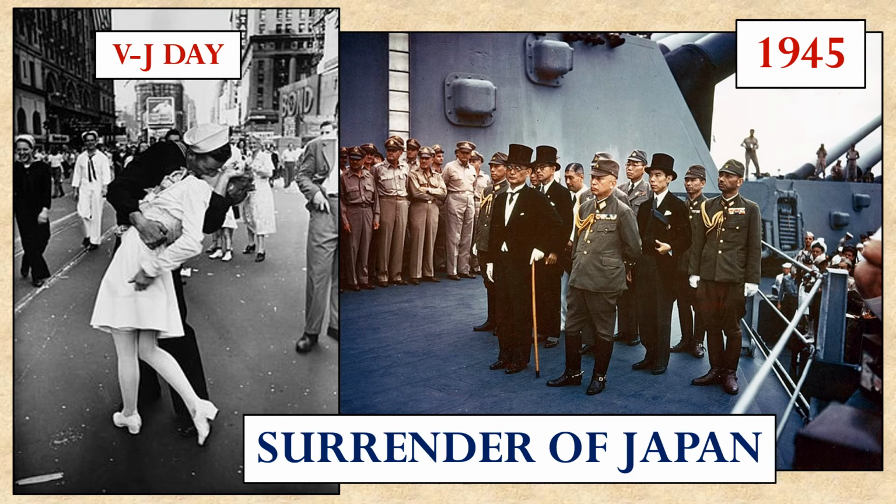Famously, on Times Square in New York, one sailor was so overcome with the excitement of the victory that he grabbed a random woman that he didn't know and gave her a big kiss, and it was photographed and published in the newspaper. To this day, we have no idea who the sailor or the woman are that appear in the famous photograph.